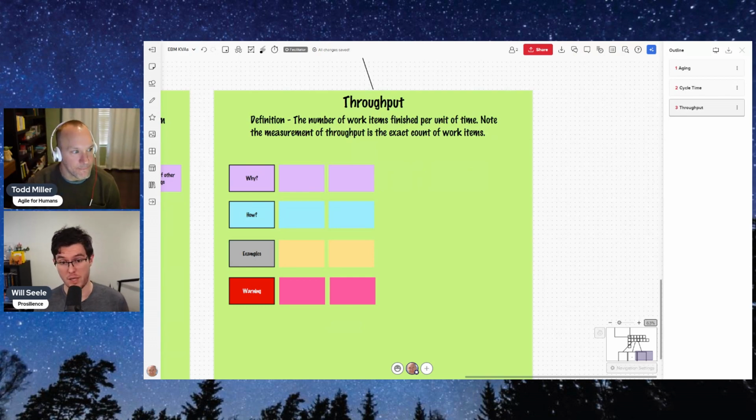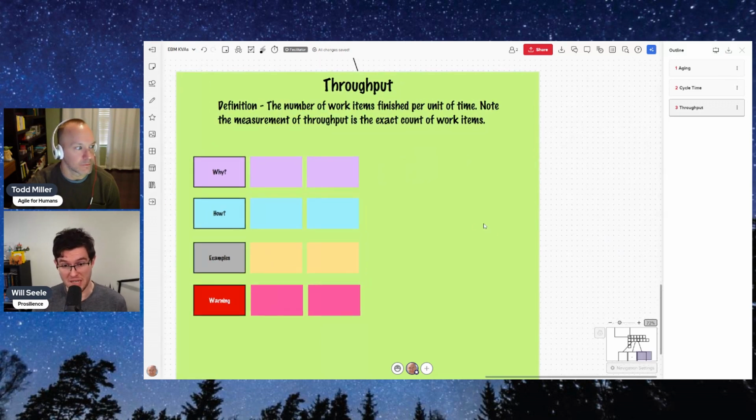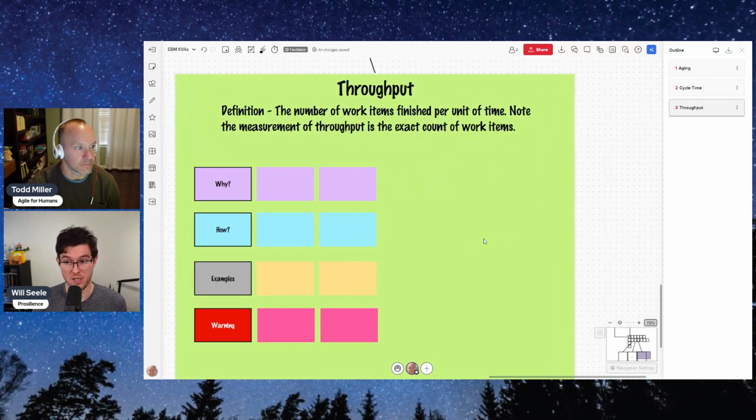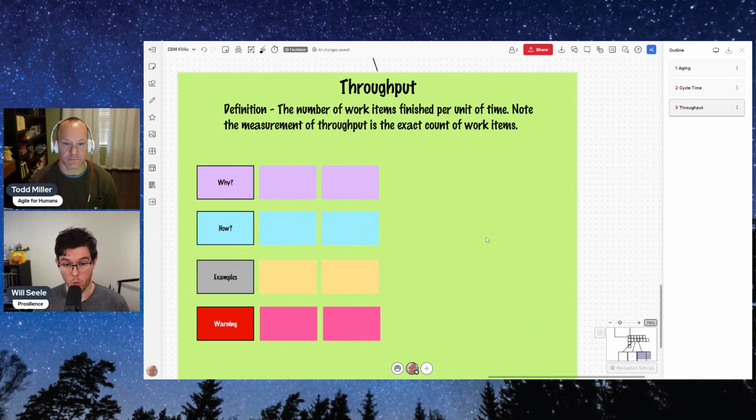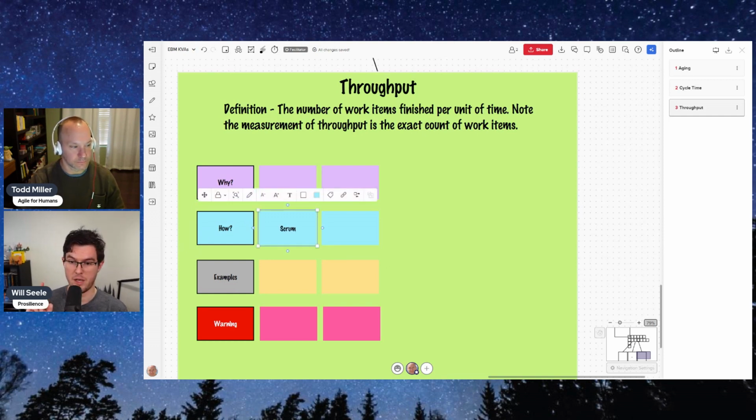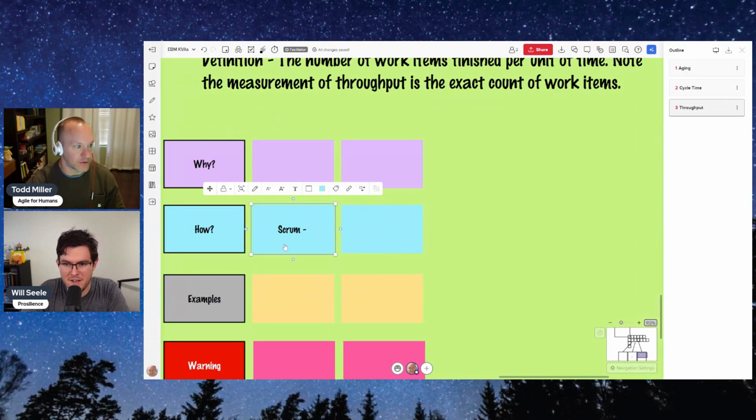Mm-hmm. But let's take a more specific example. If you are in a Scrum team, which you might be given that you're watching things on this channel, one way to measure this is the amount of story points you finished on a day. Or sorry, the amount of product backlog items you finished on a day. God, even I'm doing the story thing now. I've been in many conversations about this. Write down, Will. So if you're using Scrum, the amount of PBIs finished in a day.